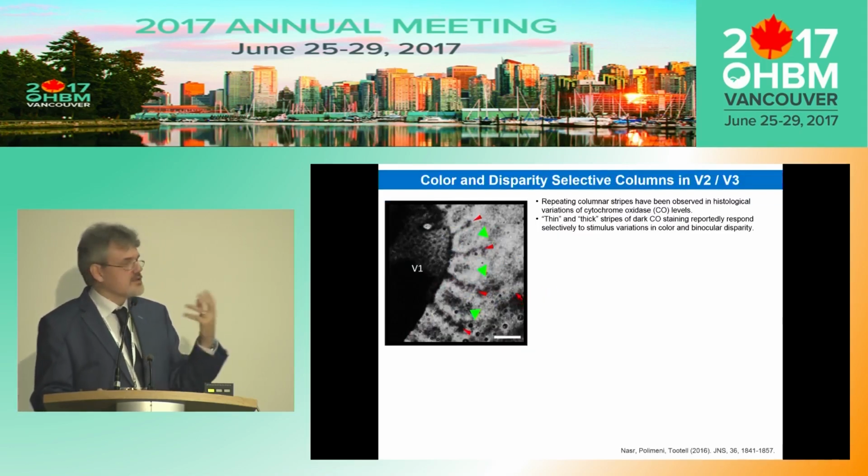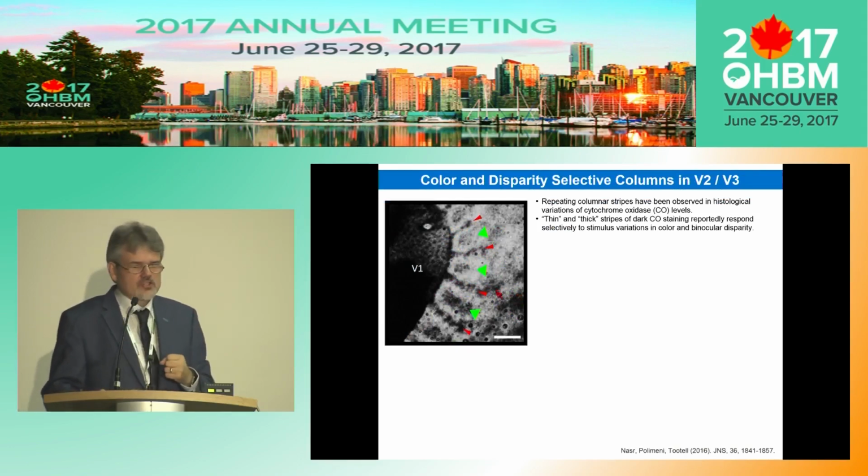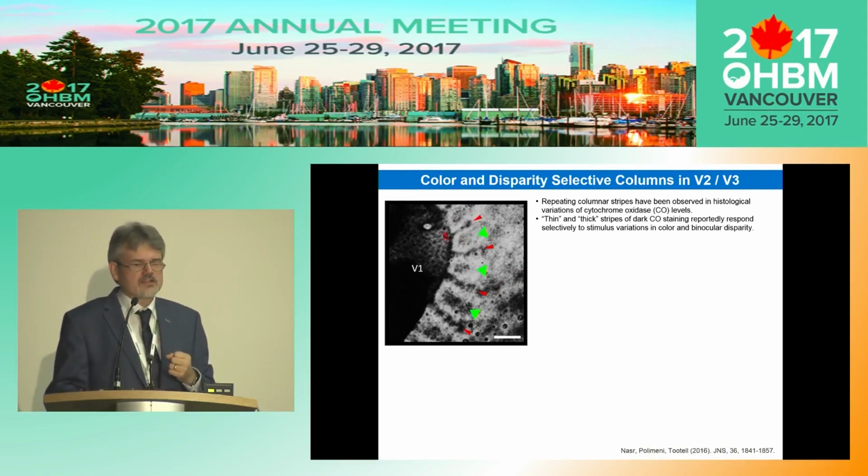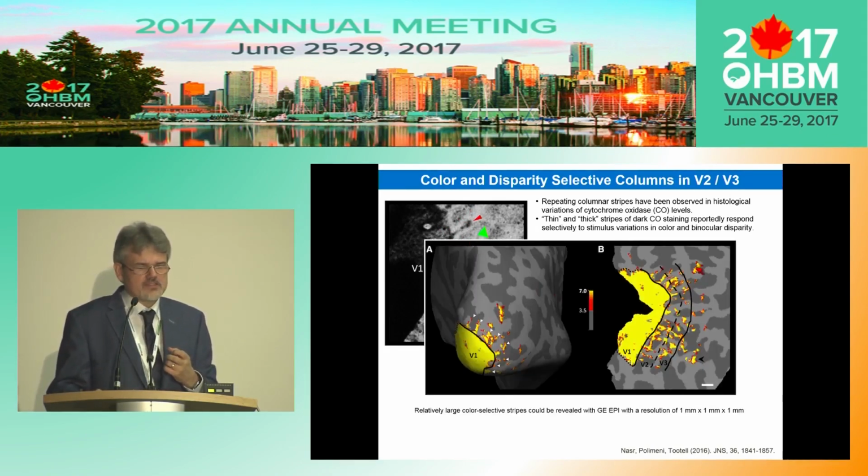Roger Tootell's group, in a nice recent paper in Nature, showed that you can also find in V2 the regions corresponding to the thin and the thick stripes from cytochrome oxidase staining. You can find this also with 7 Tesla imaging in the human brain. You can find basically these stripe patterns, which were predicted from animal research.